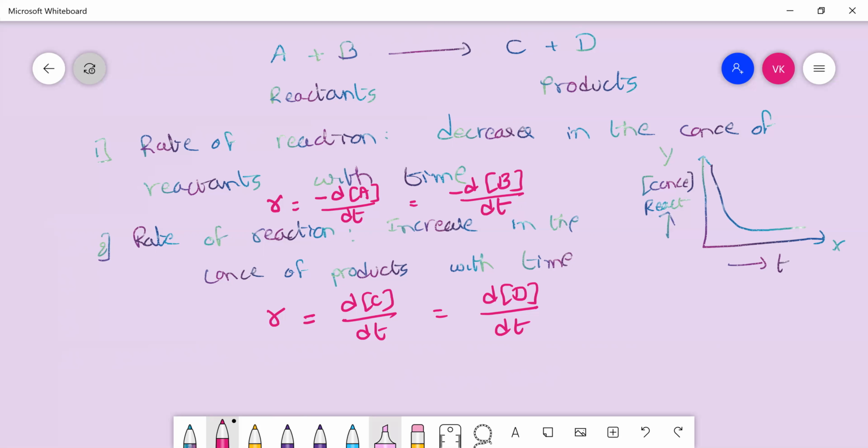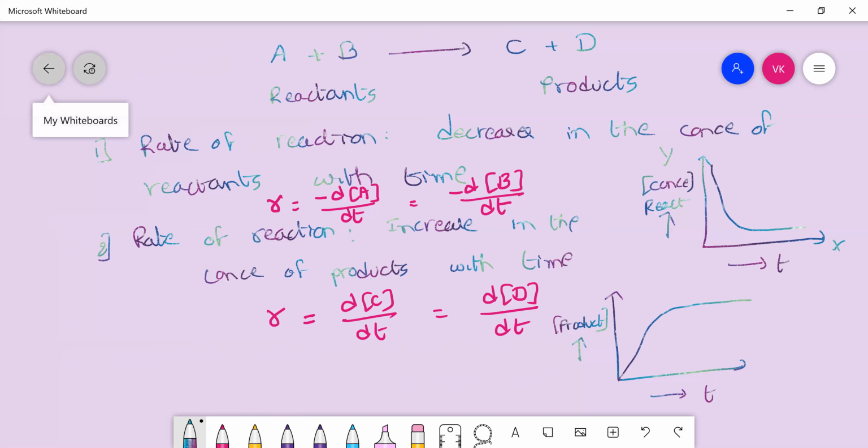So if you plot a graph for this, you can get a plot like this. This is product concentration, and this is time. Initially, the concentration of product is less. Why? Because before beginning the reaction, it is zero. It starts from here. But during the reaction, reactants concentration decreases and products concentration increases, and it will reach stable after some time.